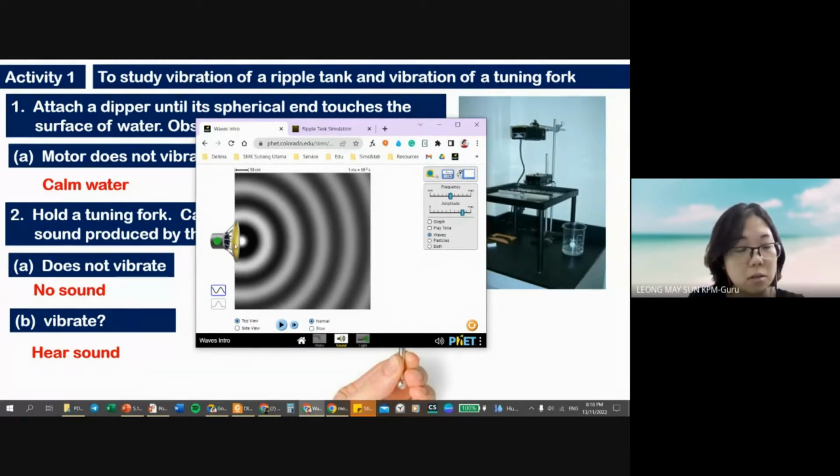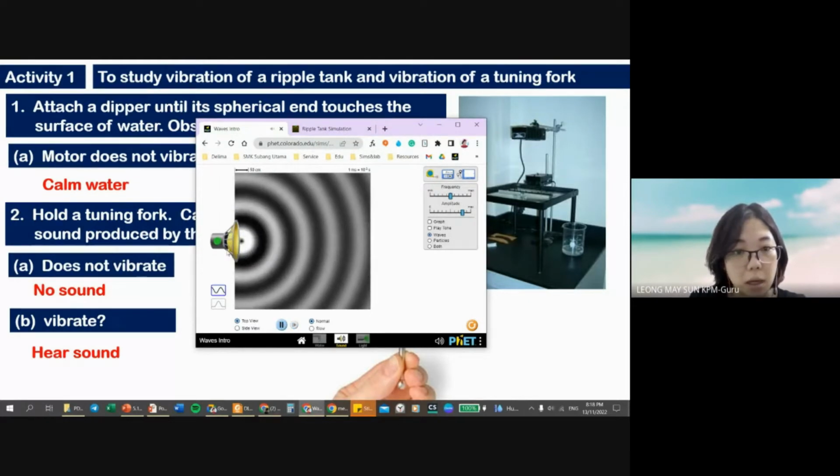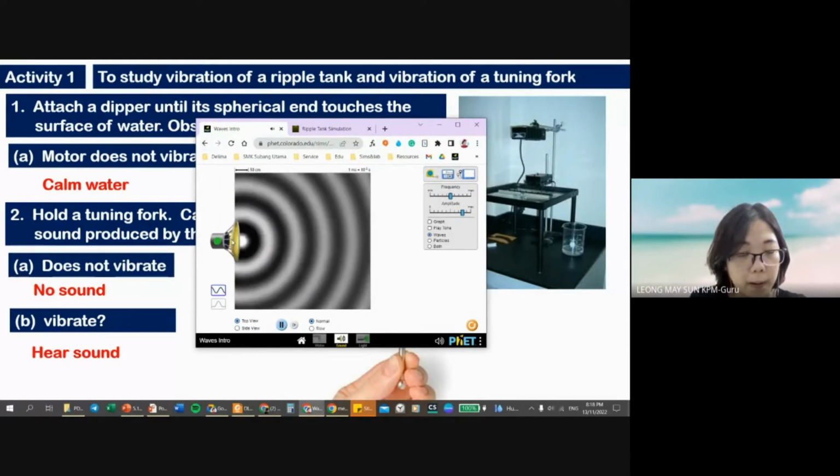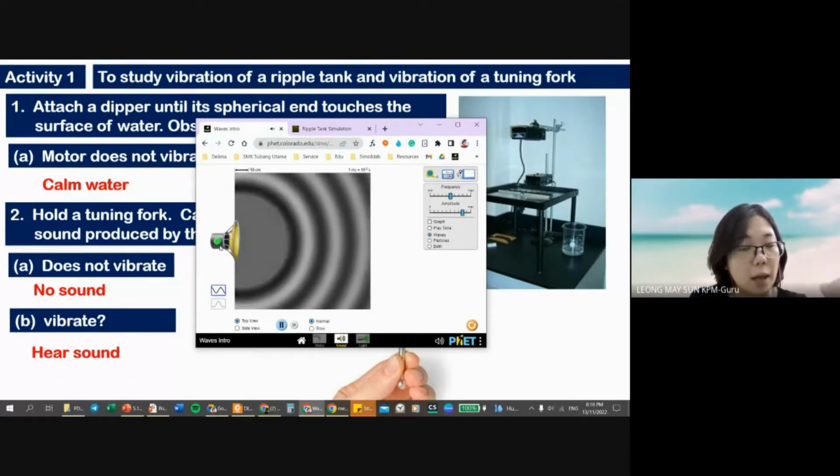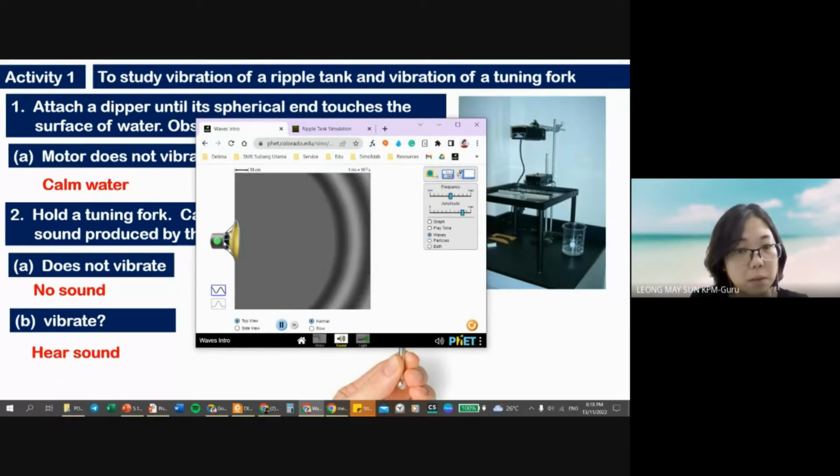Over here, the source of vibration for the sound comes from the speaker itself. What is vibrating at the speaker? I'm going to play again for you all to hear. Look at this part. It's the diaphragm of the speaker that is causing the sound. And when I stop this speaker, there's no sound, there's no wave.